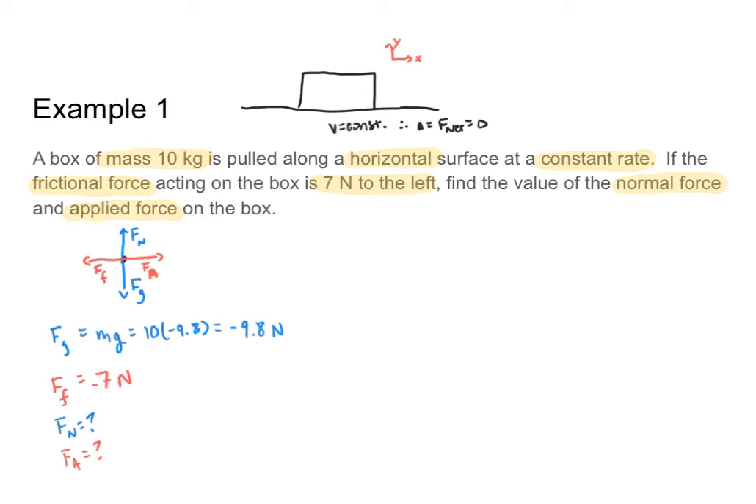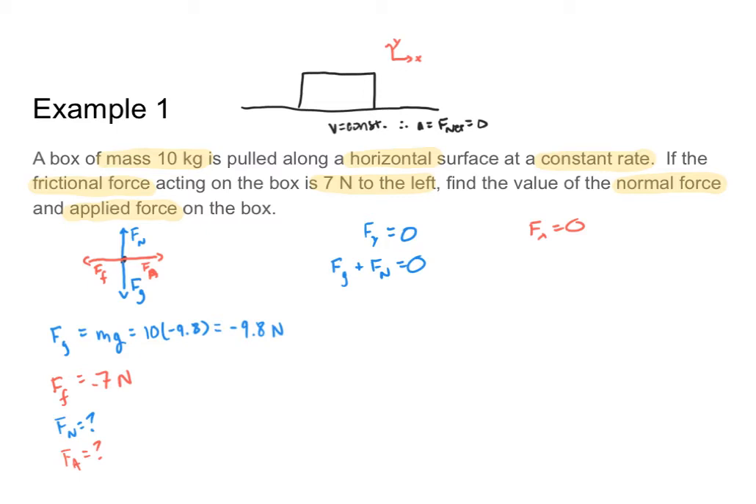So what I will set then is that the sum of forces in the y direction is equal to 0, and the sum of forces in the x direction is equal to 0. So in the y direction, I have gravity and the normal force, and when added together, they'll be equal to 0.